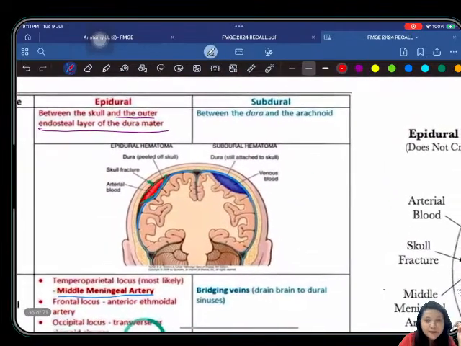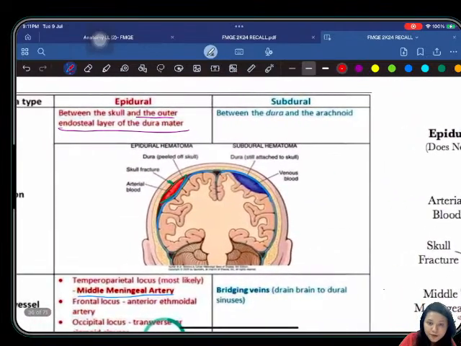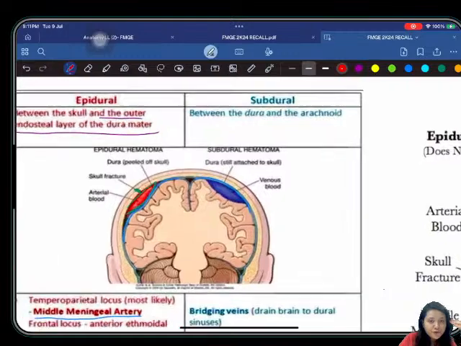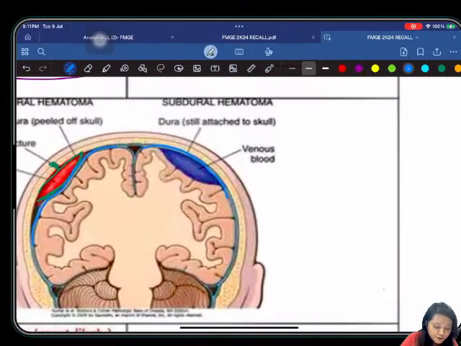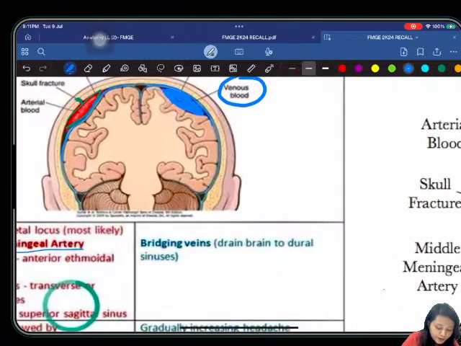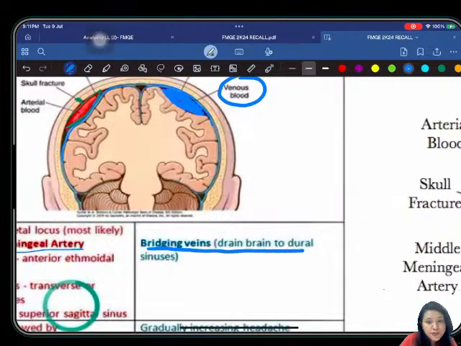And epidural means outside the dura, between the skull and the outer endosteal layer of the dura. Subdural: this is the dura mater, and sub means below. So subdural means below the dura mater, between the dura and the arachnoid. In the subdural hematoma, mostly you will have venous blood, because the bridging veins which drain the brain to the dural venous sinuses are injured.